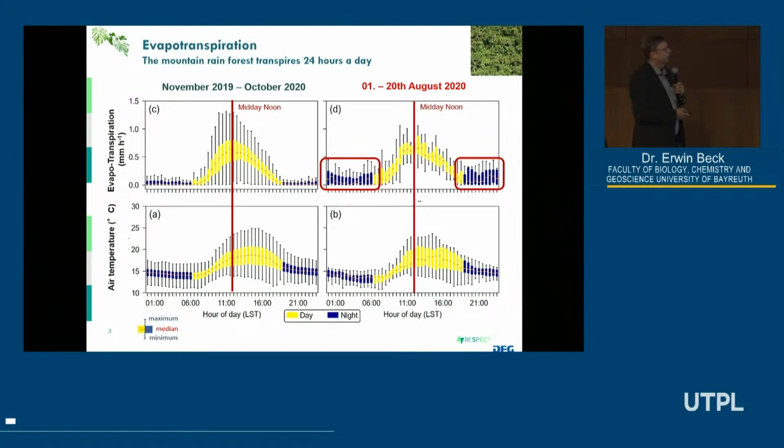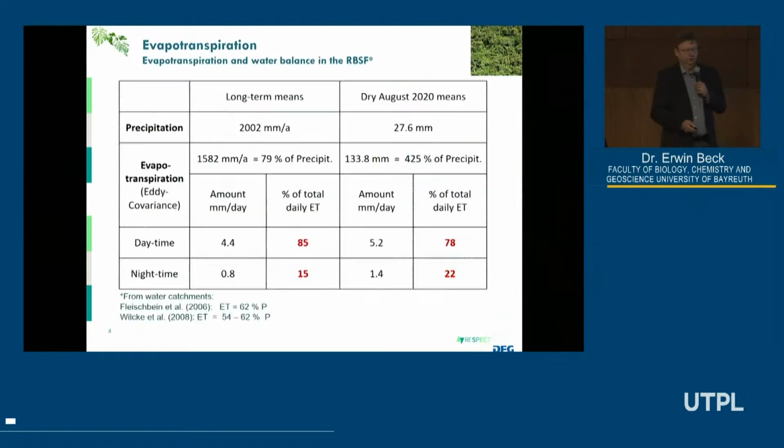by the biosphere. If we compare these long-term means with the relatively dry period that happened during the first 3 weeks of August 2020, we can see that absolute evapotranspiration was a bit higher during the dry period, which is not really surprising, but I want to draw your attention to these small red boxes here, because this is the nighttime transpiration, the nocturnal transpiration that was considerably increased in the dry month compared to the long-term mean.